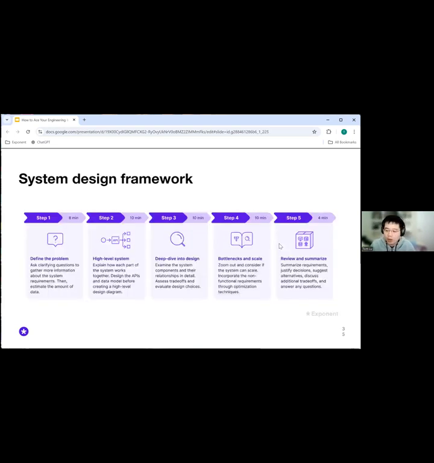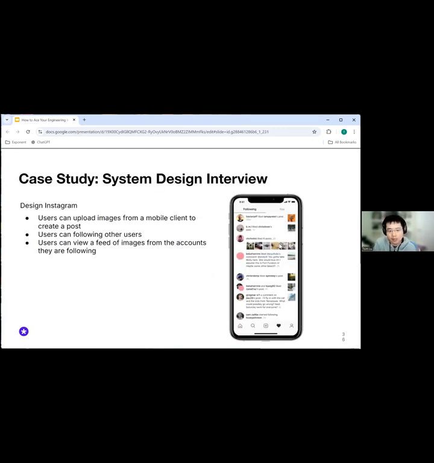So I'll quickly go over the system design framework, because I don't think this is applicable for all of you at the moment, but it might be useful for you in 2 or 3 years. I'll give you a case study to give you some sense of what a system design interview looks like. The design problem can be to design an application such as Instagram.